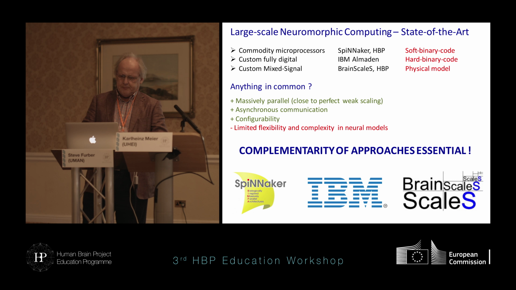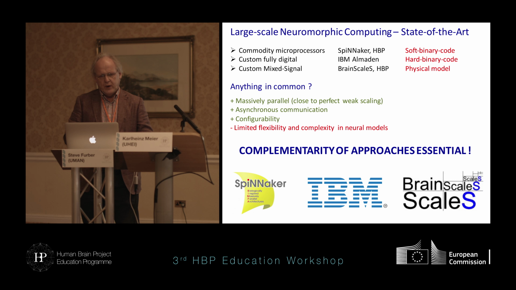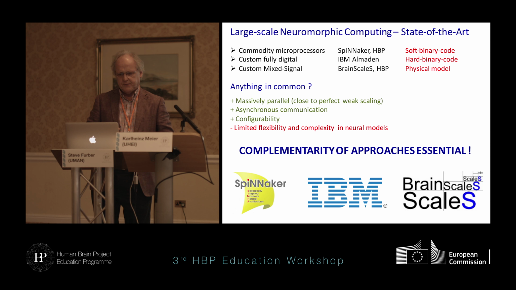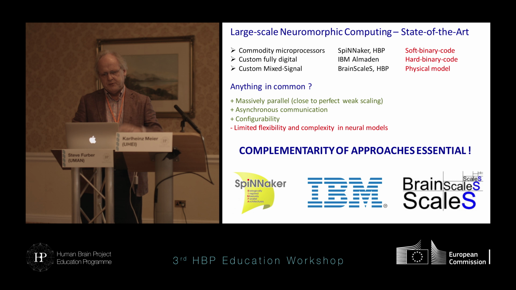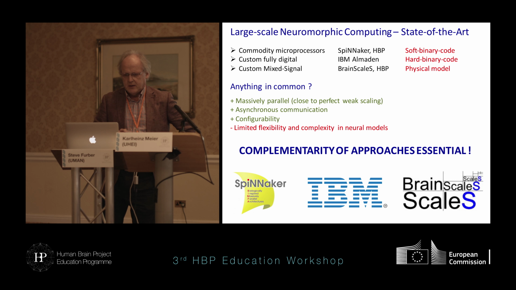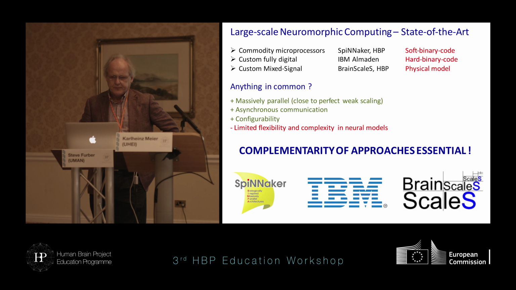And the third feature is configurability. We're all aiming to be able to model many different brain areas. So we don't hardwire a particular cortical microcolumn structure or anything into the way the system is built. That's part of the configurability. If you want to model cortical microcolumns, you can do that. If you want to model cerebellar connectivity, which is quite different, you can do that just by changing the configuration.